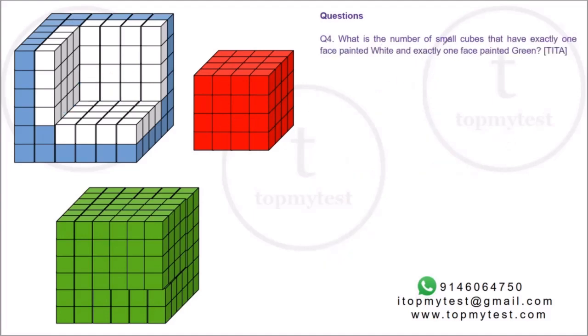Question number 4. What is the number of small cubes that have exactly one face painted white and exactly one face painted green? Now, they should have one face painted white, one face painted green. Again, we'll go back to the same principle. Once you paint a set of cubes, you cannot unpaint it. Right? So you have one face painted white, one face painted green, which means the exposed cube should be on the edge. It should have 2 faces exposed.